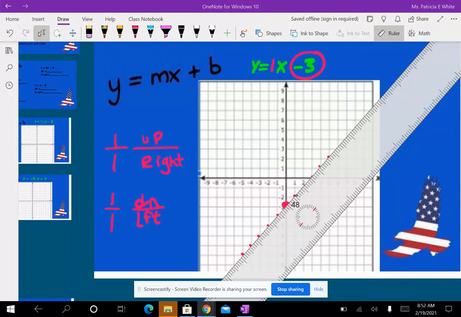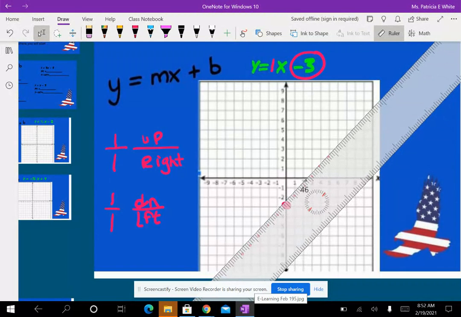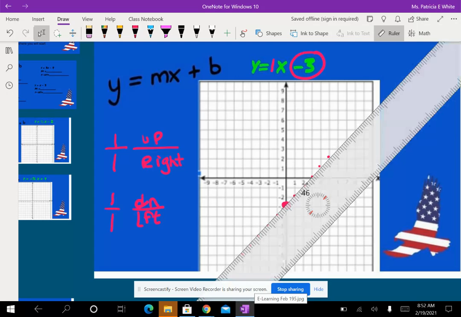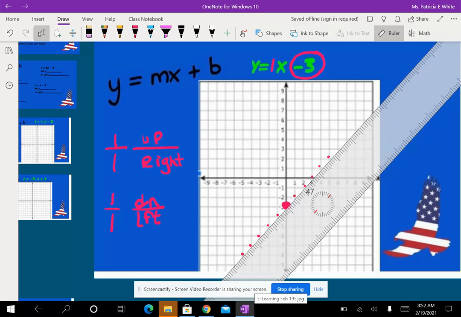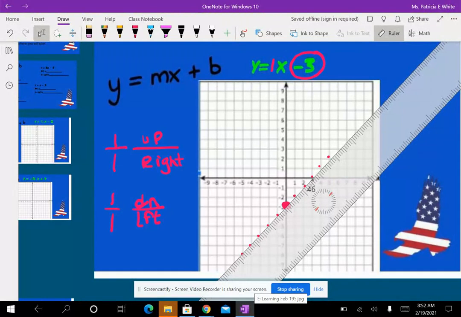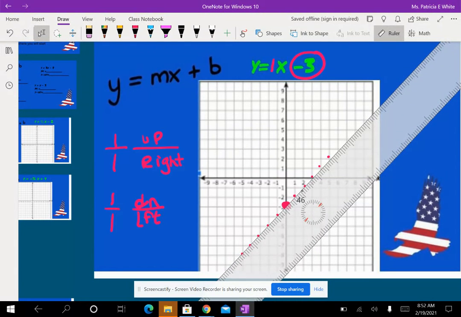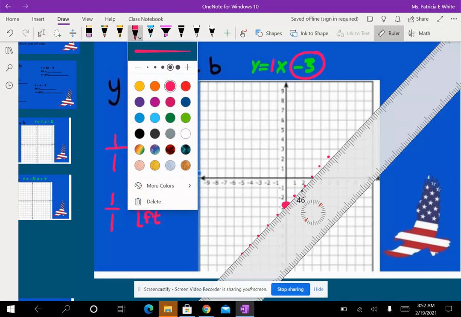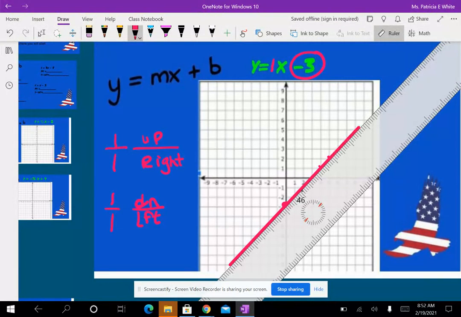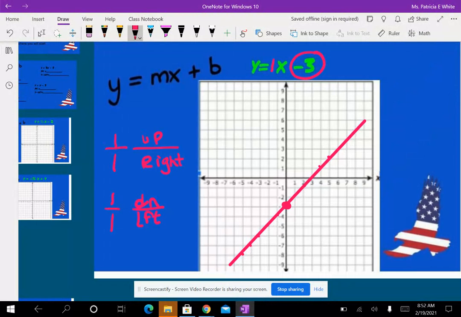A little bit better on my accuracy there. Well, I think that's going to be about as accurate as I get today, but that should be a 45-degree angle.